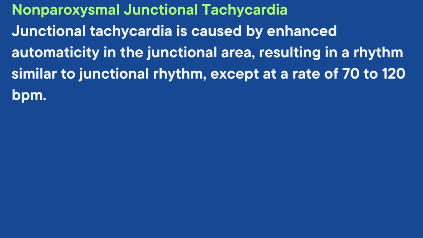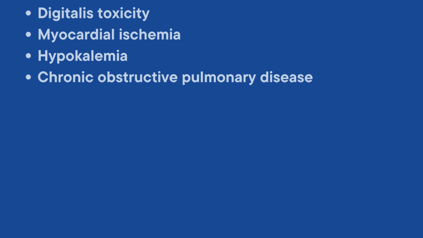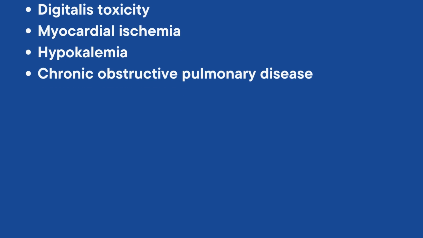Now let us see nonparoxysmal junctional tachycardia. Junctional tachycardia is caused by enhanced automaticity in the junctional area, resulting in a rhythm similar to junctional rhythm, except at a rate of 70 to 120 beats per minute. Although this rhythm generally does not have any detrimental hemodynamic effect, it may indicate a serious underlying condition such as digitalis toxicity, myocardial ischemia, hypokalemia, or chronic obstructive pulmonary disease.